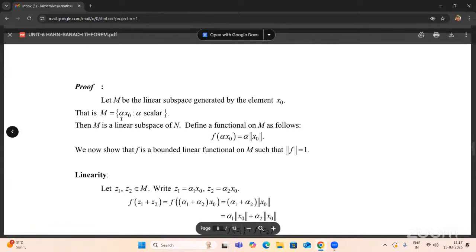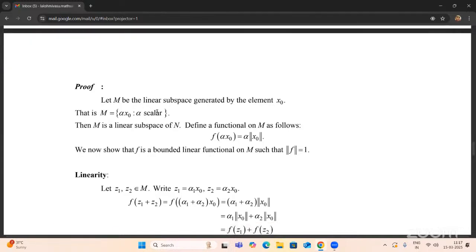Capital M is a linear subspace of N, and define a functional on capital M as f of alpha x naught equals mod alpha into norm x naught. We now show that the given function is a bounded linear functional on capital M such that norm f equals 1.